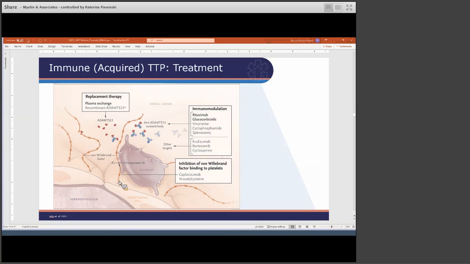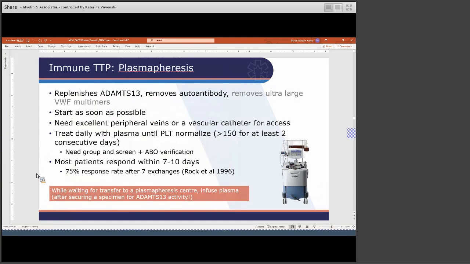And then the third pillar is trying to prevent these microthrombi from damaging organs, and the way to do this is to prevent the binding of von Willebrand factor to the platelet. And that is achieved with this new drug called caplacizumab that I will very, very briefly mention. So next slide. The most important thing would be plasmapheresis. I would say that the cornerstone and the gold standard of therapy is plasmapheresis.